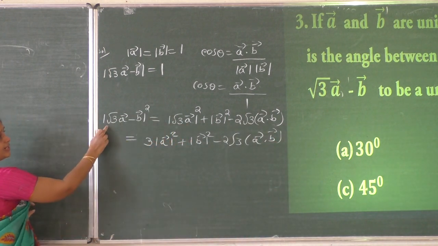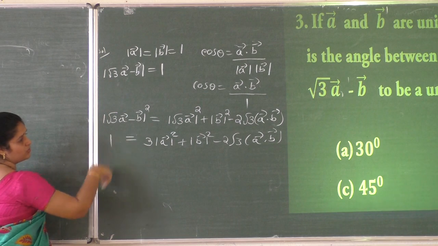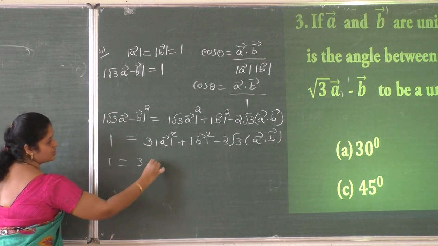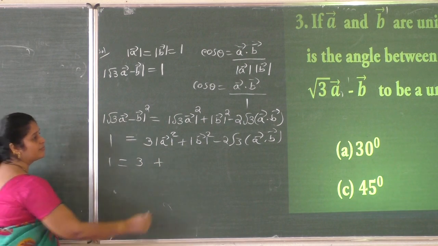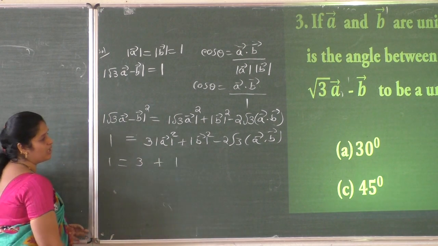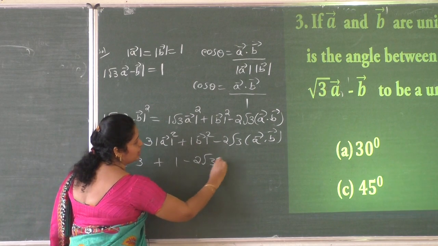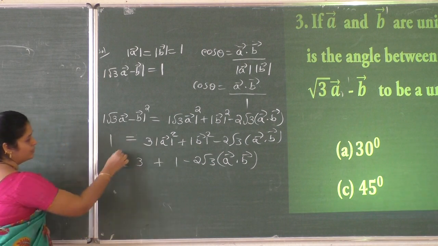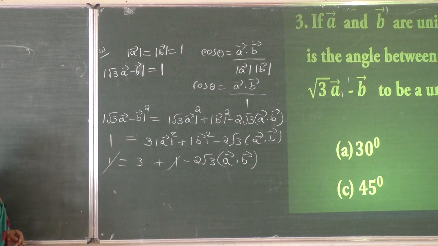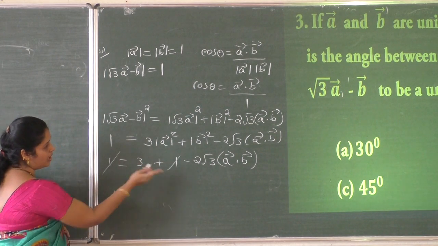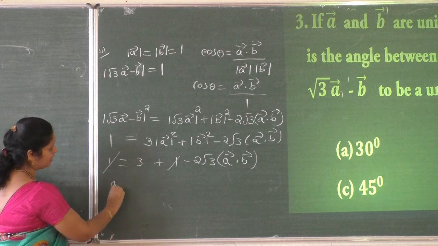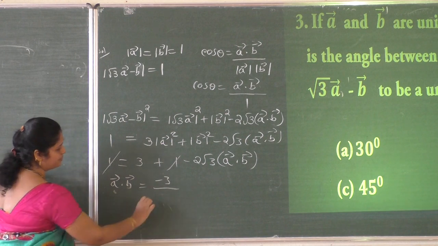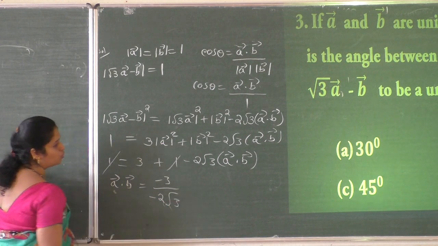And what about the right side? That is a unit vector, magnitude is 1. So 1 is equal to 3 into 1, this is also 1, so 3 plus 1 minus 2 root 3 into vector A dot vector B. The non-zero number we can cancel. Therefore, I write vector A dot vector B is equal to minus 3 by minus 2 root 3.